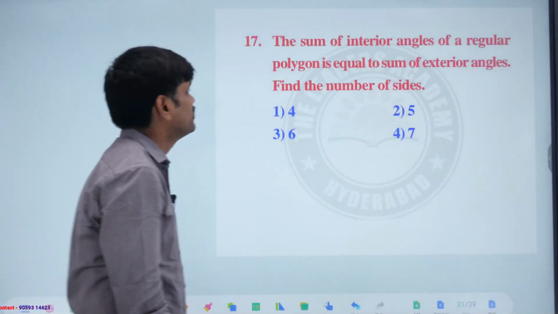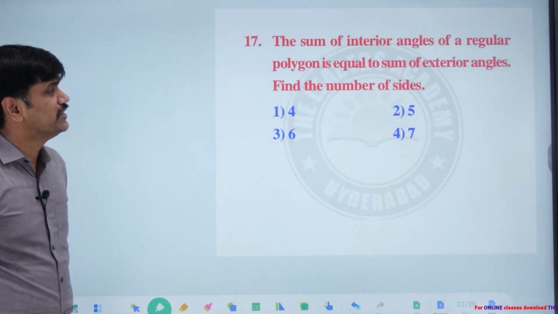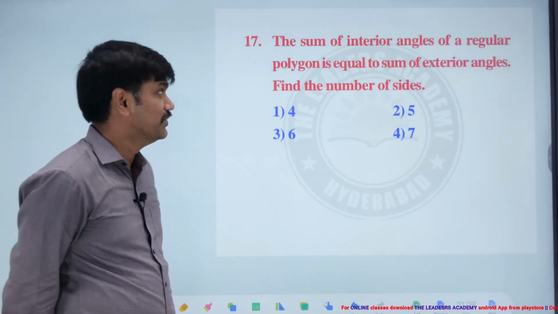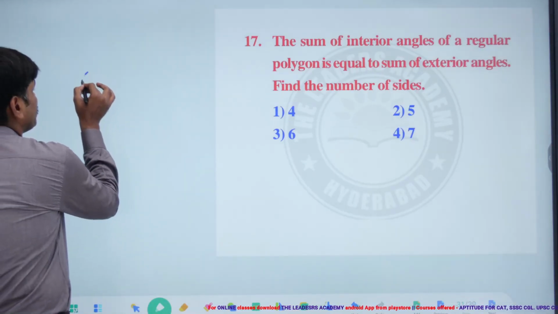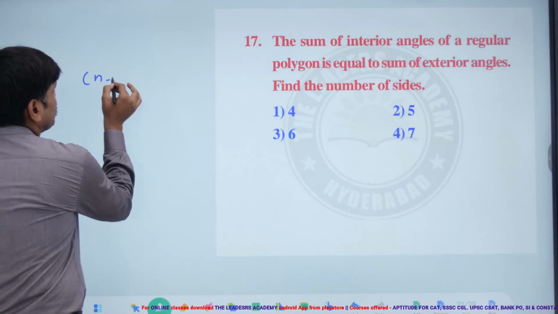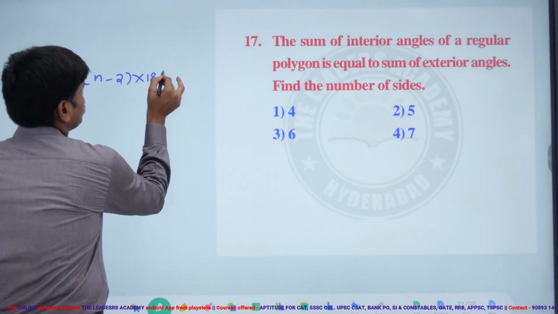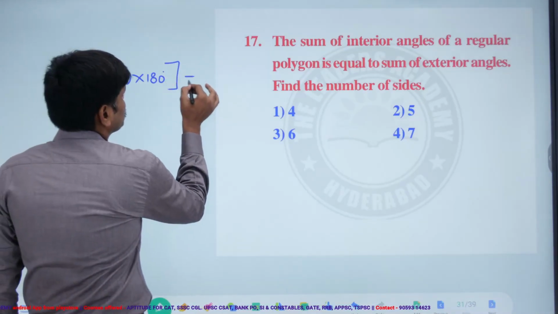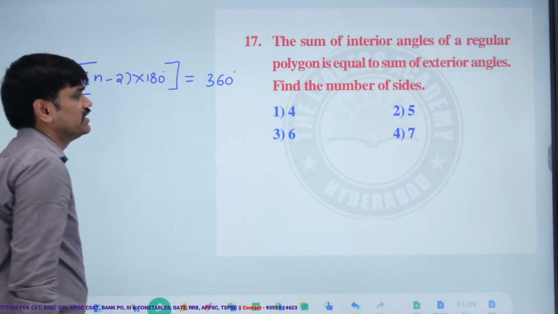Next, 17th one. The sum of interior angles of a regular polygon is equal to the sum of exterior angles. Find the number of sides. What is the sum of interior angles of a regular polygon? (n minus 2) into 180. This is the sum of interior angles, which is equal to the sum of exterior angles. The sum of exterior angles of a regular polygon is 360.